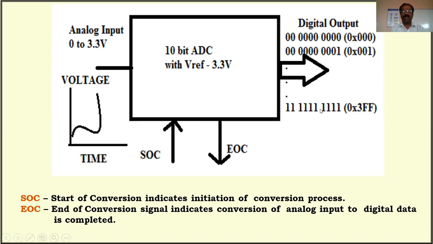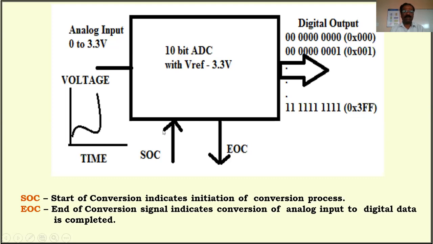We have to display this information on LCD. You have to vary the analog input from 0 to 3.3 volt, and we have to display the equivalent digital value on LCD. Here, if you want to convert from analog to digital, it requires some amount of time in terms of nanosecond. Therefore, we have to initiate the start of conversion with the help of the program.